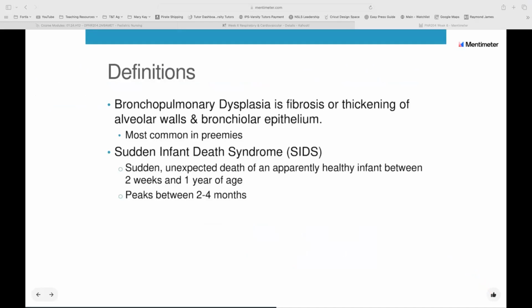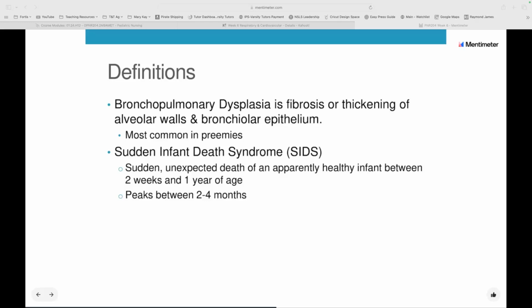Next up is bronchopulmonary dysplasia, commonly referred to as BPD, and this is where we have thickening of our alveolar walls and our bronchiolar epithelial. So this is going to be really common in our premature infants or kids that have been exposed to long-term ventilation. So on a ventilator for a long time, or they've been on CPAP for a long time. So that's where our preemies are going to be most at risk.